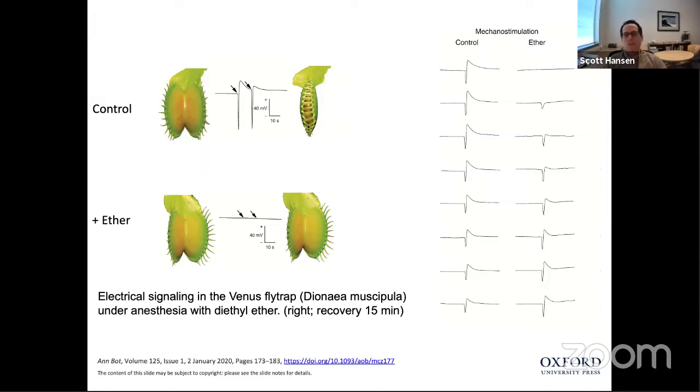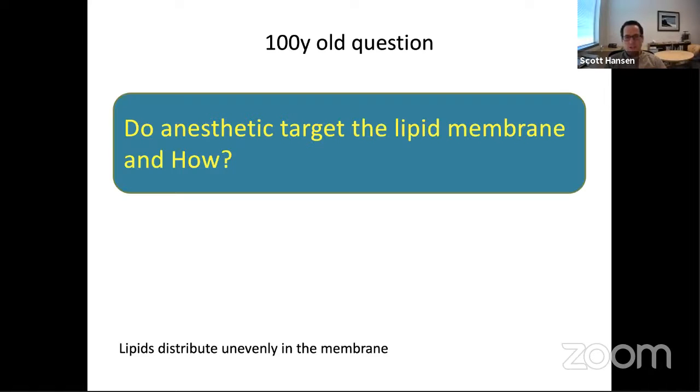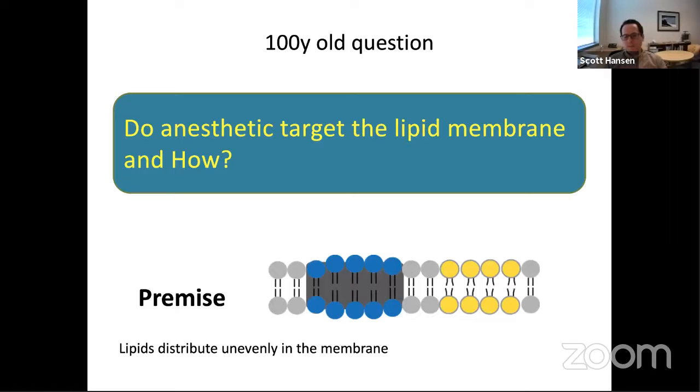Of course, one of the oldest structures of all life on Earth is the plasma membrane, right? We know this. Membranes and lipids existed from the very beginning. And so we came back to this 100-year-old question. Could there be a way that anesthetics could target the membrane? And if so, how? And the premise of everything that I'll be talking about today is based on lipid heterogeneity.